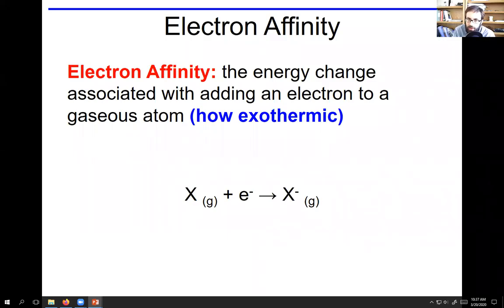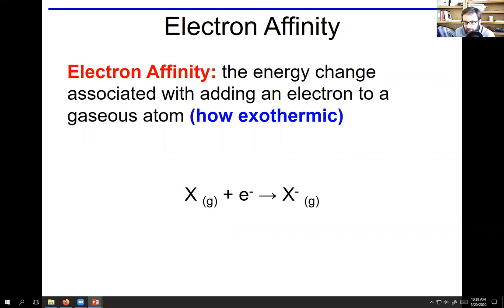Okay, so we're going to go over the last two periodic trends, electron affinity and electronegativity. These are fairly similar ideas, but there are some subtle but important differences that I'll try to highlight, okay? So the electron affinity is the energy change associated with adding an electron to a gaseous atom. So it's how exothermic this process is.